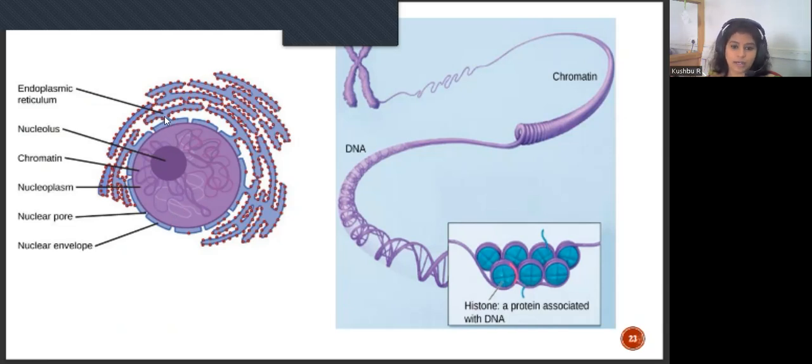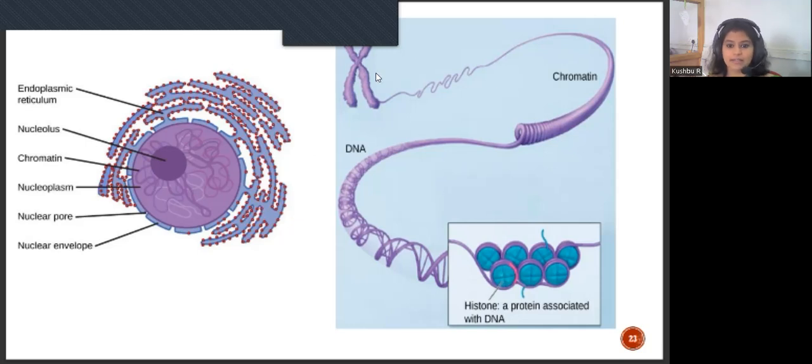Then is your endoplasmic reticulum. As we discussed, it is attached to the nucleus, and since it has ribosomes on it, it remains beaded. That is why it is called the rough endoplasmic reticulum.